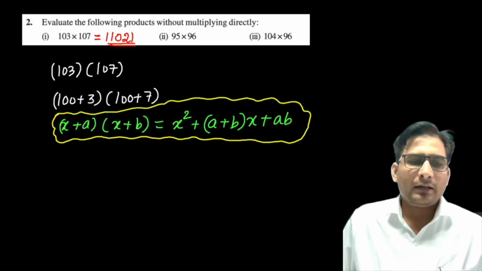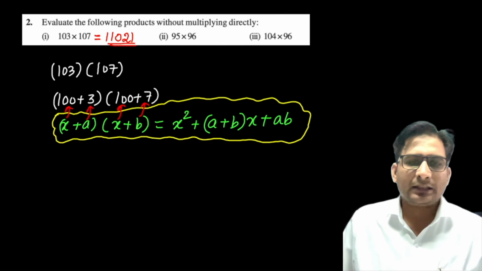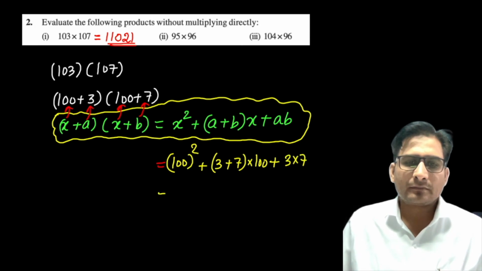Now let us apply this identity here. In place of x it is 100, in place of a it is 3, in place of b it is 7. So on this side replace all these terms. Replace x with 100, a with 3, b with 7, x with 100. A is 3 and b is 7, right?